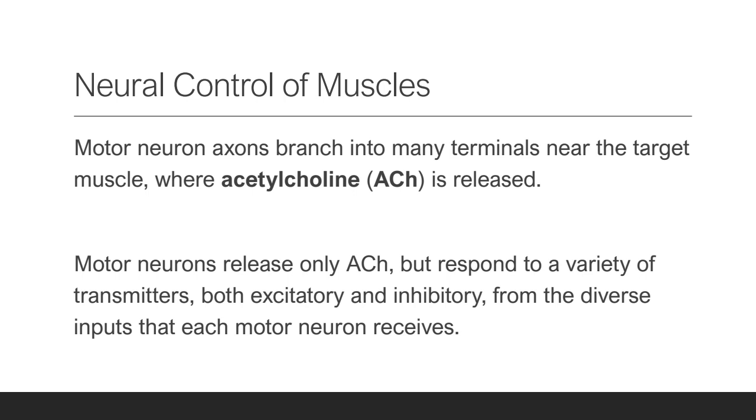Motor neurons release only acetylcholine, but they can still respond to other neurotransmitters, both excitatory and inhibitory, because these motor neurons could be receiving other types of input, for example, glutamate input or input from GABA neurons. So acetylcholine is the main one, but these motor neurons can respond to a variety of other neurotransmitters as well.